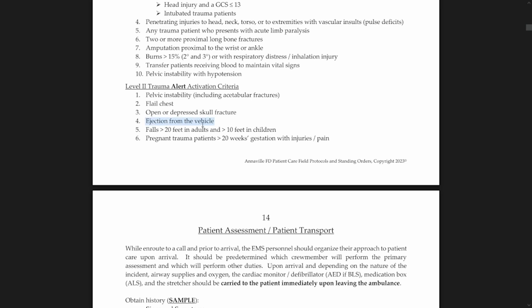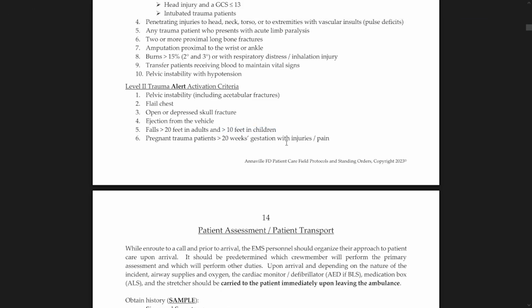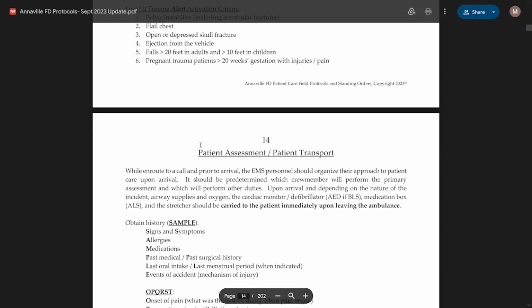For a level 2 trauma alert, this is someone with pelvic instability, flail chest, an open or depressed skull fracture, ejection from the vehicle, falls greater than 20 feet for adults and 10 feet for children, pregnant trauma patients that are greater than 20 weeks gestation with injuries or pain.